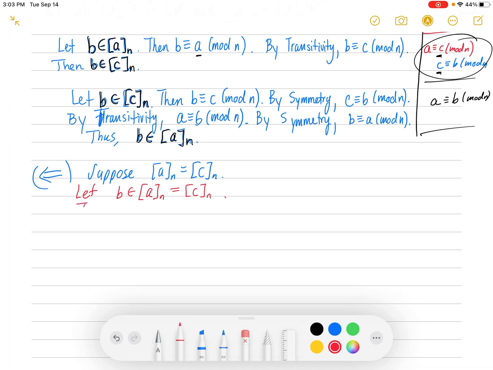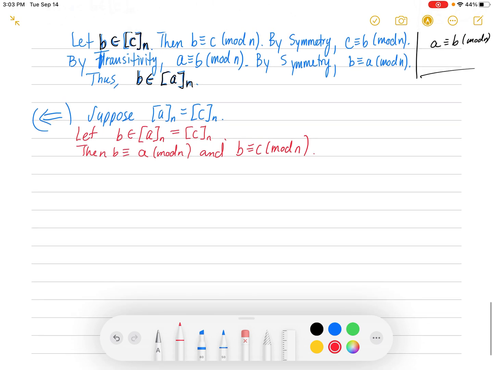Now what does it mean for B to be in the congruence class of A mod n? Well, it means that B is congruent to A mod n. But also, B is an element of the congruence class of C mod n, because A's congruence class and C's congruence class are the same. So B is in the congruence class of C mod n. That means B is congruent to C mod n. So what we can do, we can use symmetry right here. So by symmetry, A must be congruent to B mod n.